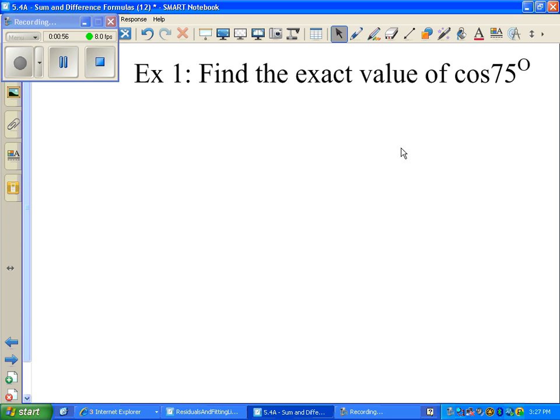We're going to go ahead and find the exact value of the cosine of 75. Now, if you were to do that on your calculator, you would get a number that you would have to round. So finding an exact value means that we want to use our unit circle. What you have to do with these types of problems is see how you can break up that 75 into two values that are on your unit circle. So hopefully you see that 75 is equal to 30 plus 45.